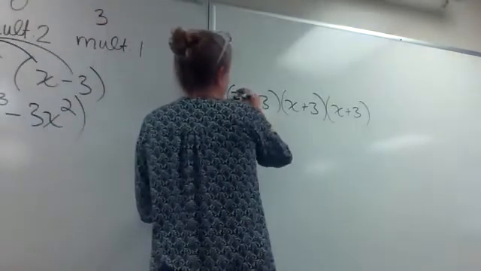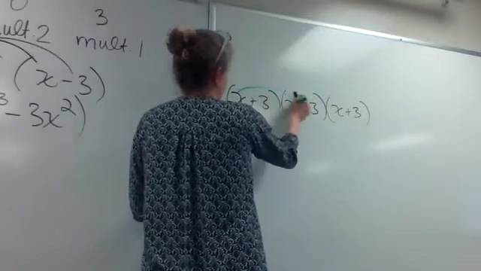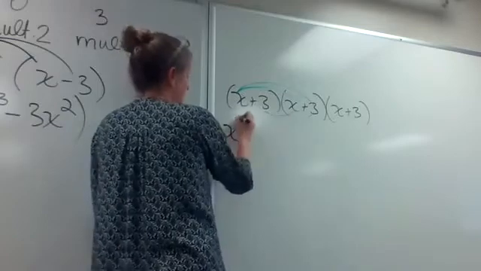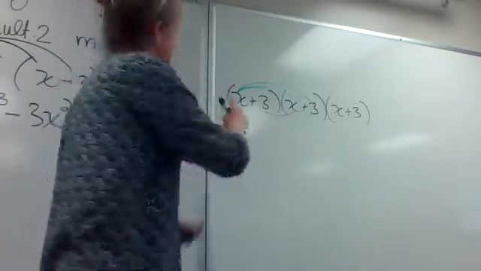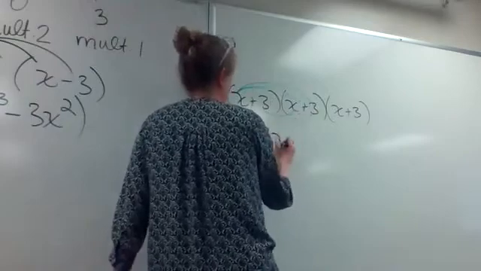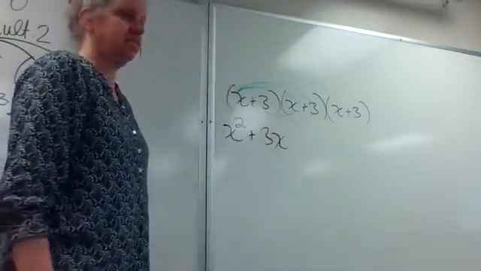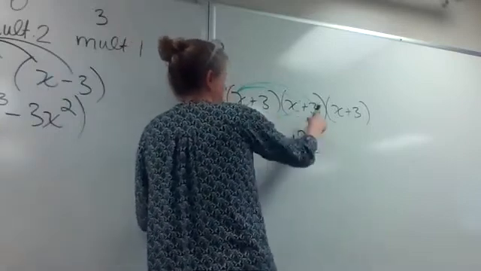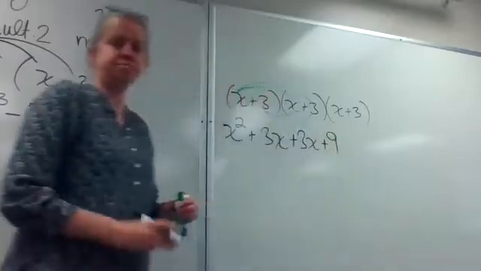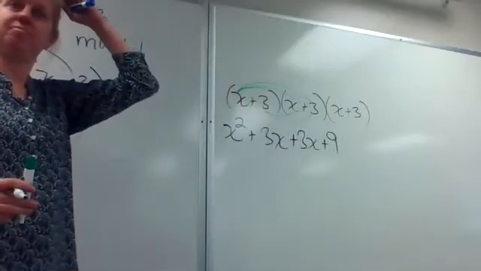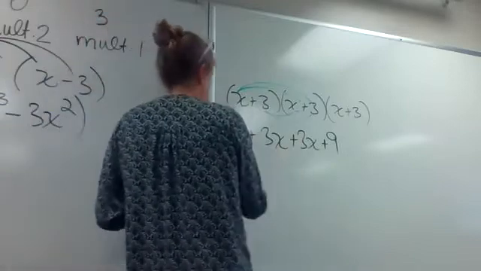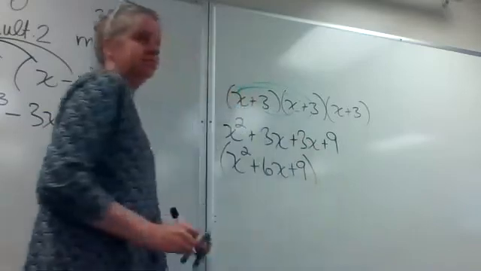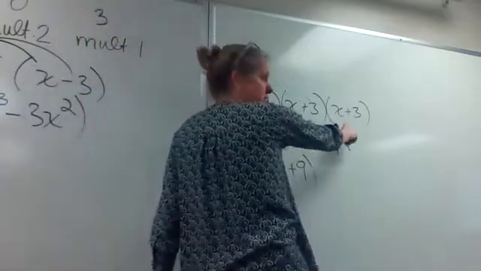So let's FOIL this. First, outer, inner, last. X times x gives me x squared. My outer, x times 3, is 3x. My inner is another 3x, and my last, 3 times 3, is 9. Put my x's together. So x squared plus 6x plus 9. Bring down this x plus 3.